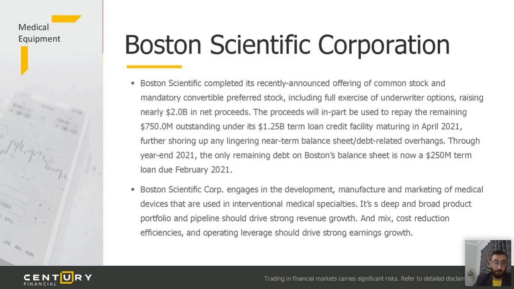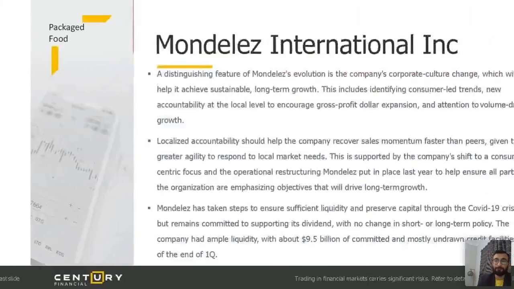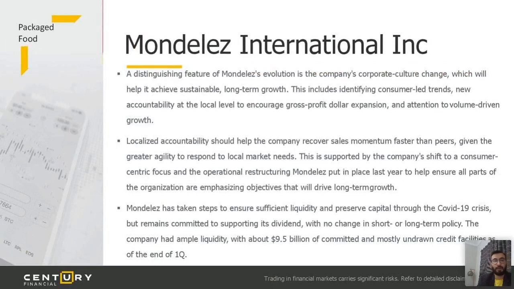Balance sheets and debts look proper, and this is something which you can always read more about and target this company as well. Moving on, we are looking at packaged food.